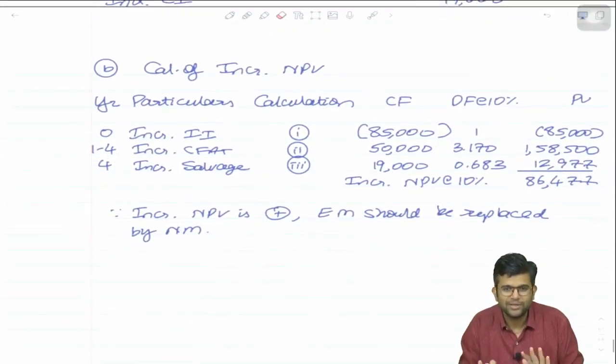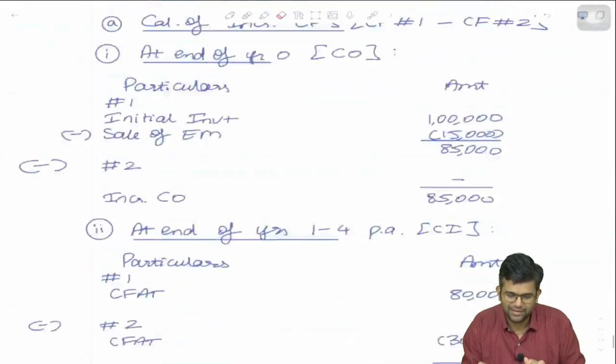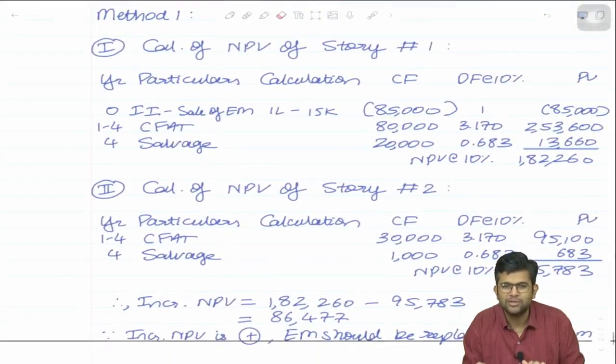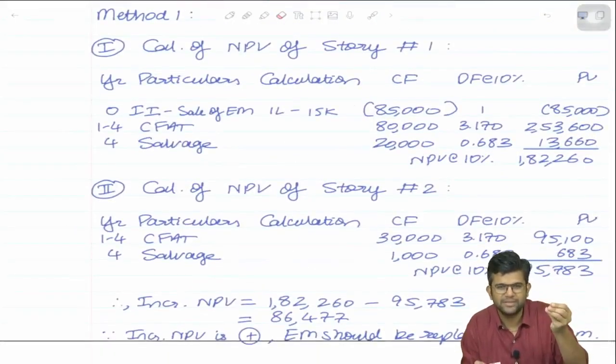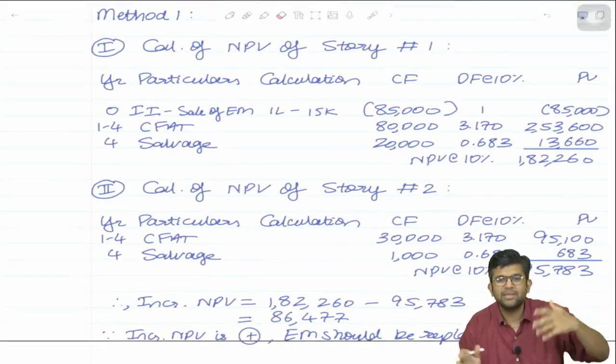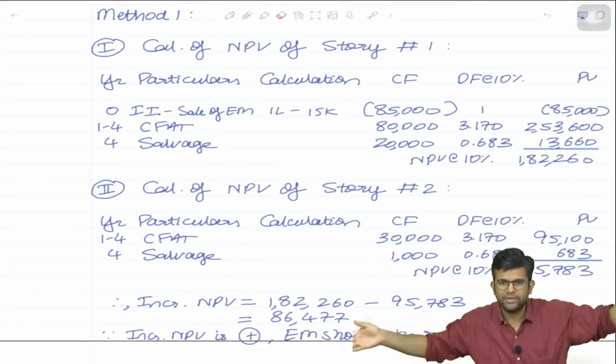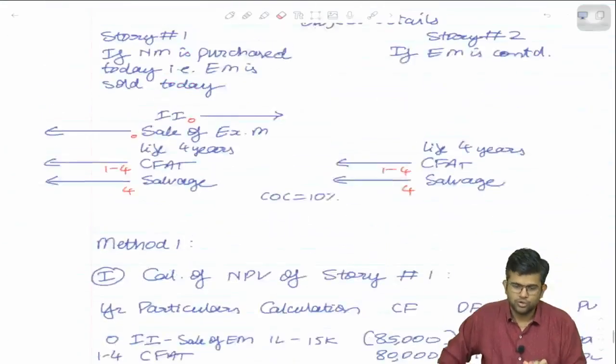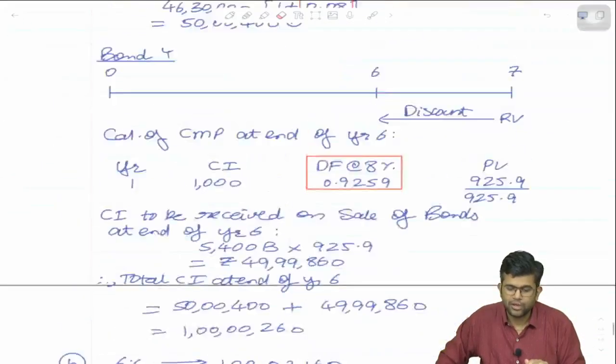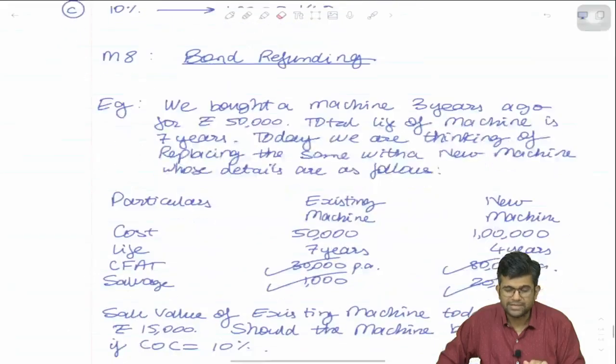Right now this might look like a longer method, but please know that method 1 looks very short because the cash flows are very simple, you're understanding? Otherwise imagine CFAT and all, you have to make big calculations, then it takes a lot of time to do both NPVs separately. So students, with that I explained to you the concept of replacement decision.